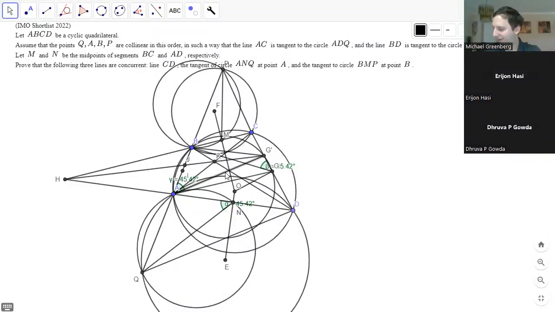Oh, nice. Because BAD is 180 minus QAD. Okay, I think I've got this. So angle BAG prime, or sorry, angle G prime AD.